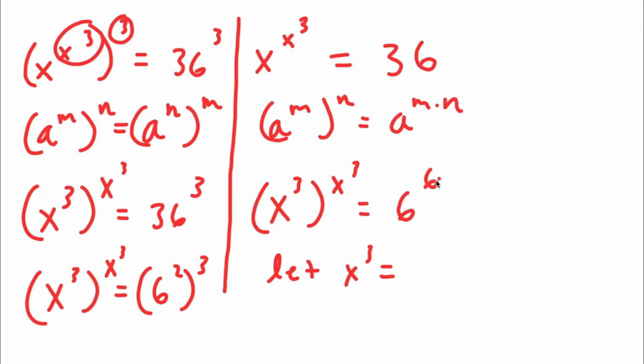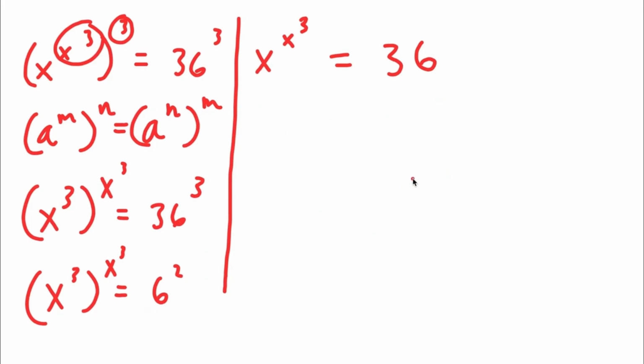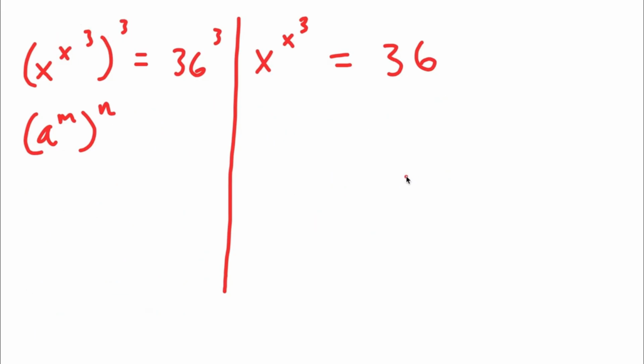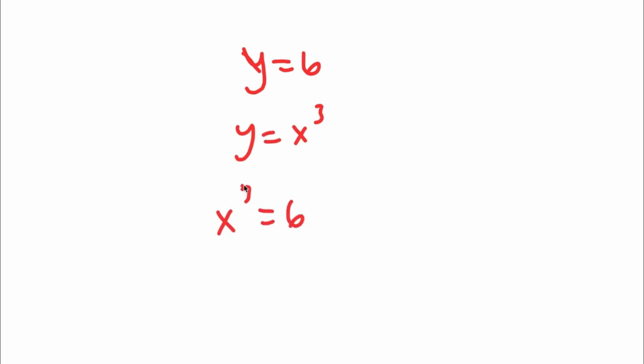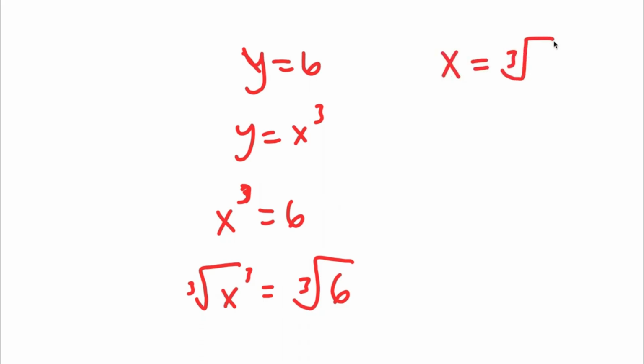So now I'm going to go ahead and clear up some space. So now I have y equals 6. However, remember that y is also equal to x to the power of 3. So now I have x to the power of 3 is equal to 6. To solve this, I'm going to take the cube root on both sides. So now I have the cube root of x to the power of 3 is equal to the cube root of 6. Now the cube root of x to the power of 3 is simply x, so I am left with x is equal to the cube root of 6. So this is my answer.